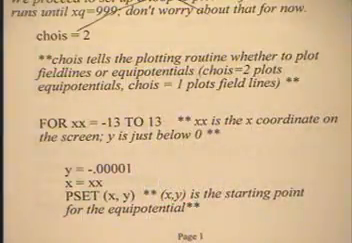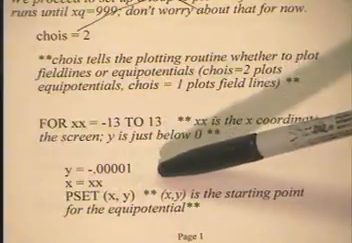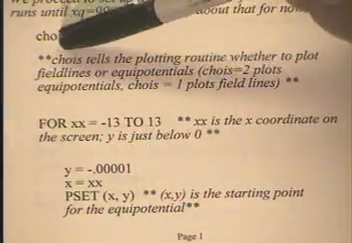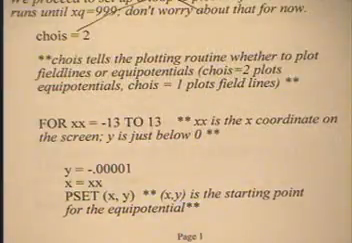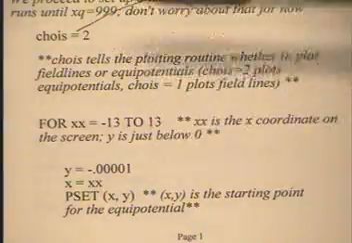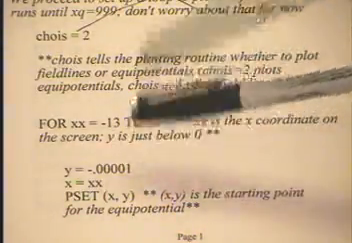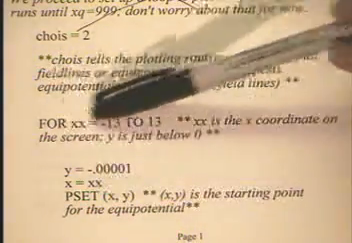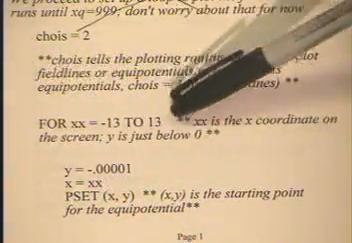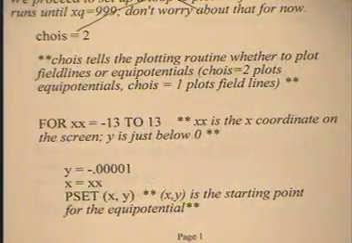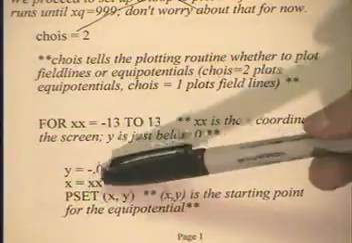We plot the equal potential pretty easily. We just let y be a little bit less than 0. We do that so that the equal potential will plot in the lower half of the screen, or we'll plot the equal potential below the x-axis so as not to use up the whole screen, so we can see things a little better. And x is just going to be whatever the x-coordinate is here, from negative 13 to 13. And then we set the point x, y. That means we just set a point on the screen with these coordinates.